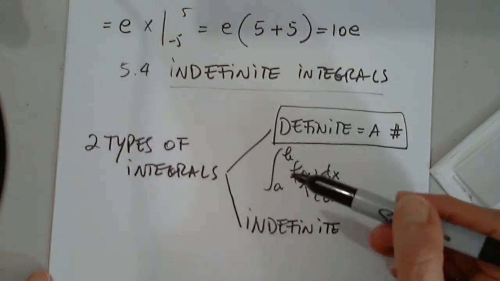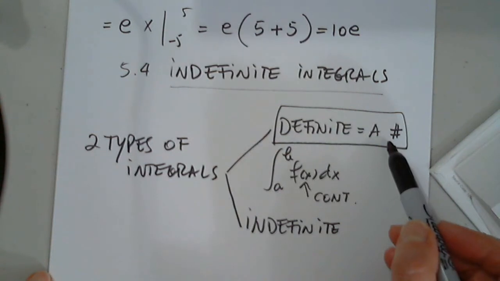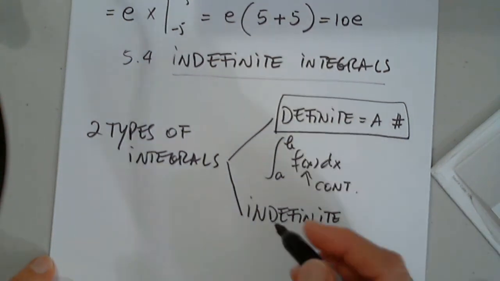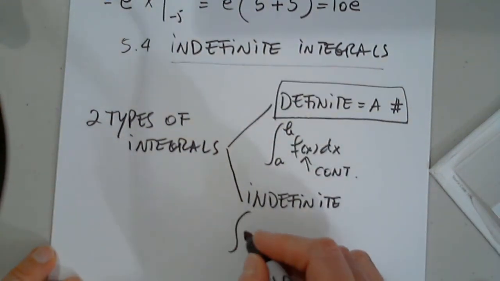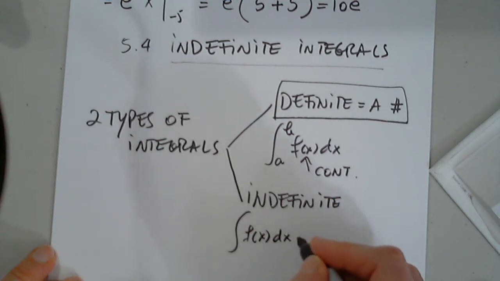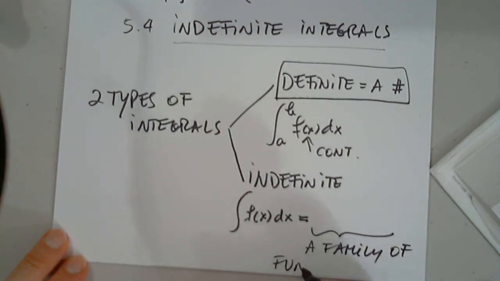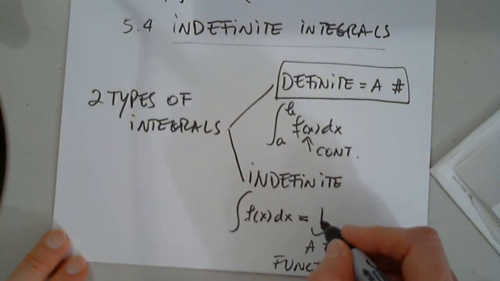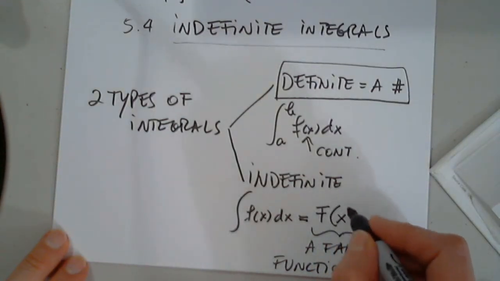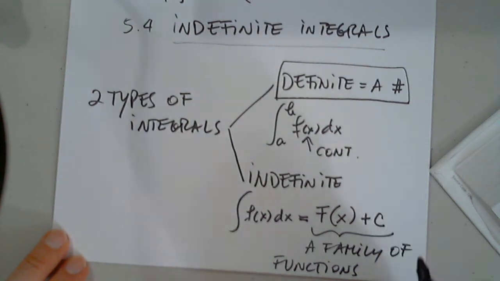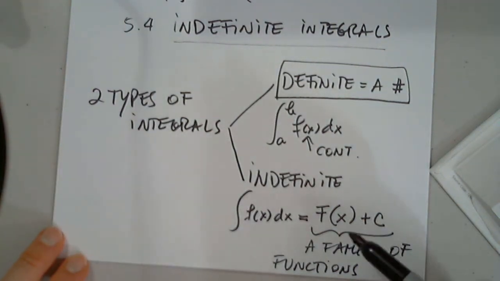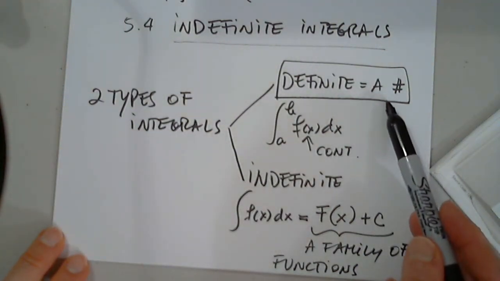An indefinite integral will not have limits of integration, and it will not be a number. So it's the integral of f of x dx, which will always be a family of functions, infinitely many functions, nothing else but the most general antiderivative. So this will never be a number.